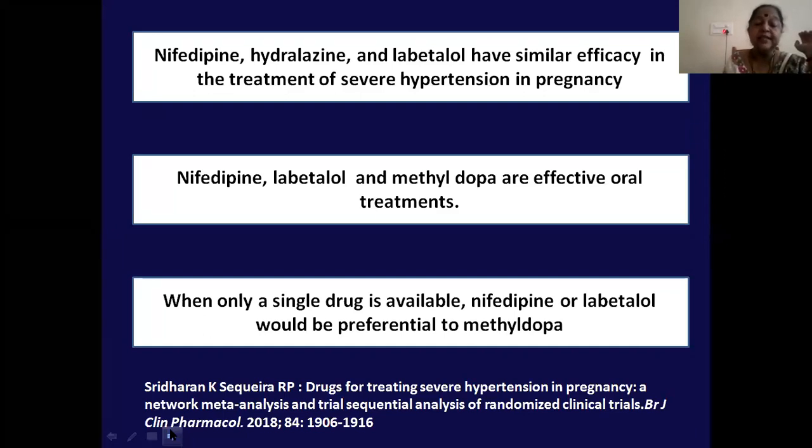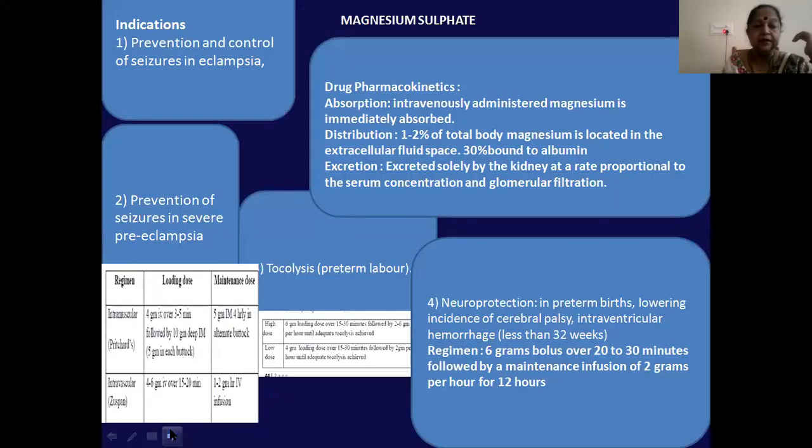But when a single drug is available, nifedipine or labetalol is preferable to methyldopa. Earlier methyldopa was available, now it is not available everywhere, but it is a very good drug and a B category drug. Whenever you take methyldopa, the action starts after 24 to 48 hours, and that much time we don't have. So labetalol and nifedipine are better drugs, and they act early also.